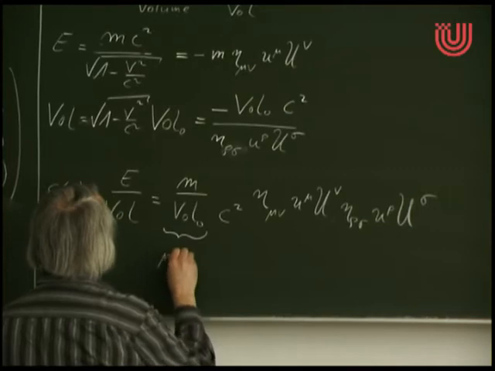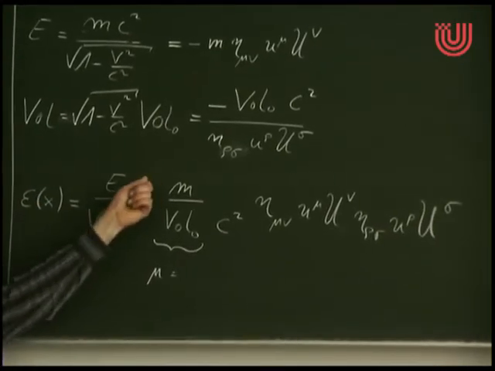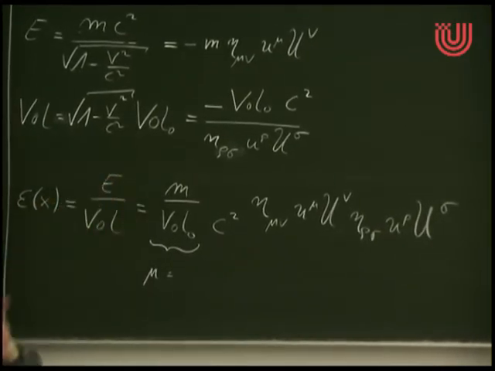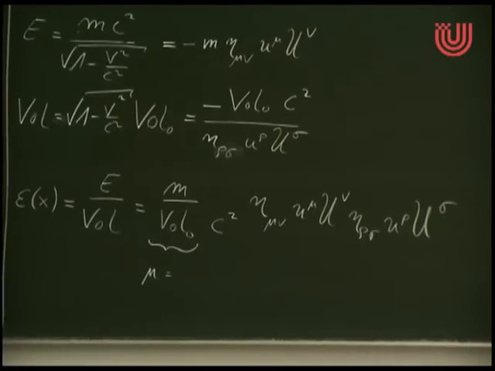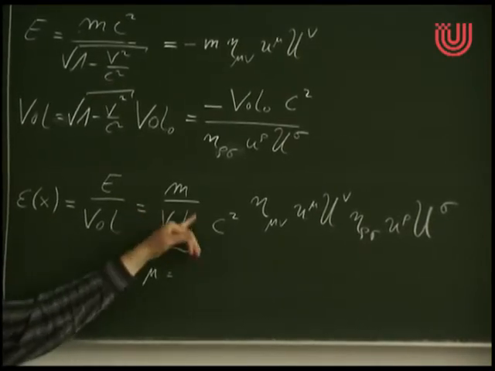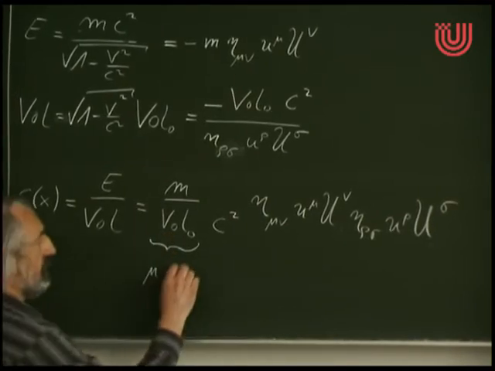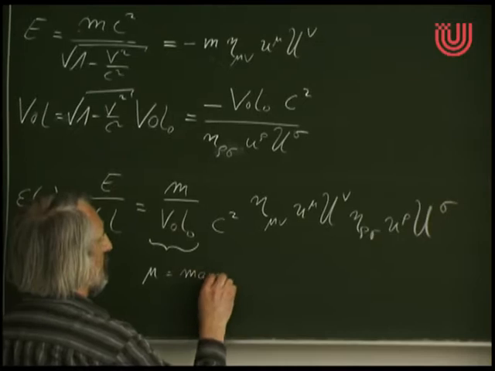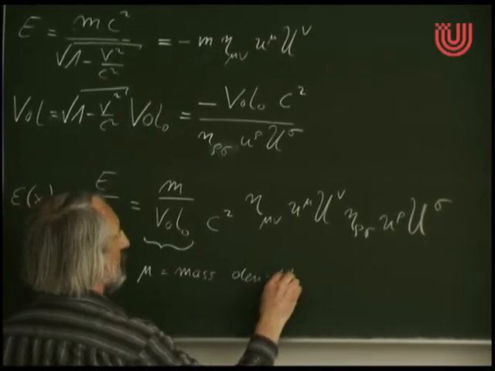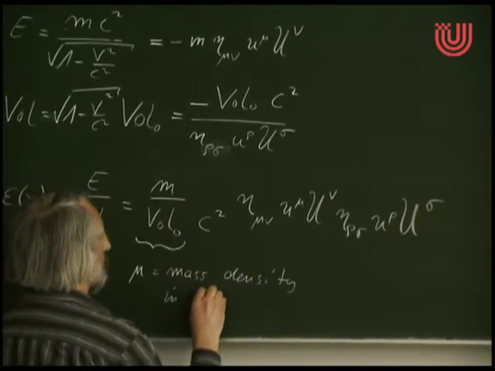Let's call this mu. This is obviously the mass of the thing, and mass always means rest mass for us. This was our convention. And it's divided by the volume in the rest system. Yeah? So it is the mass density in the rest system.